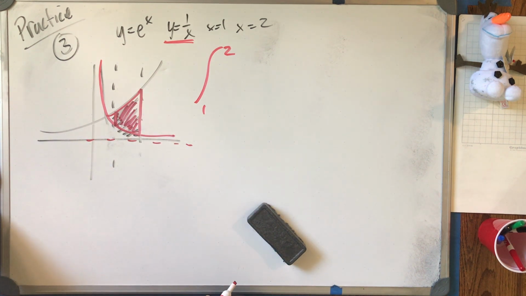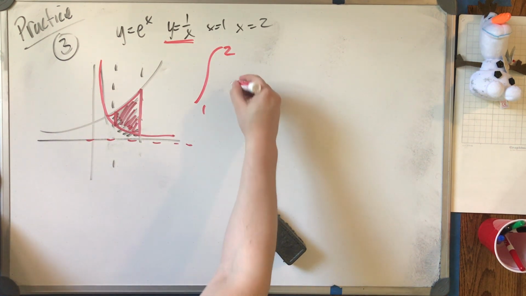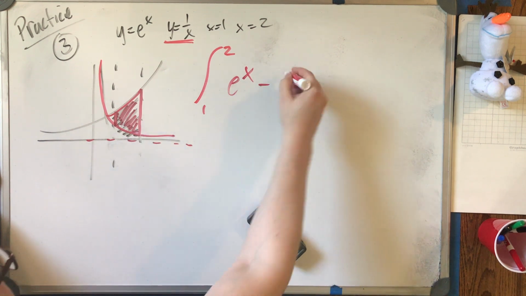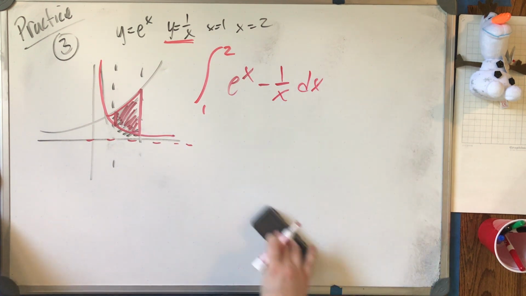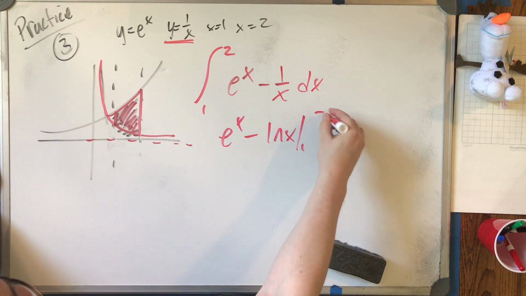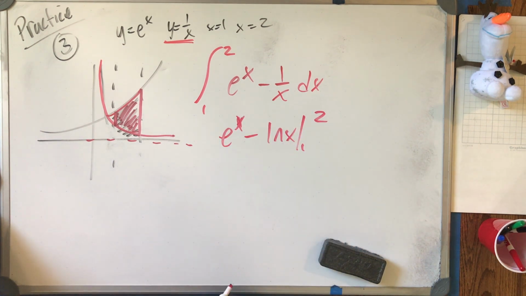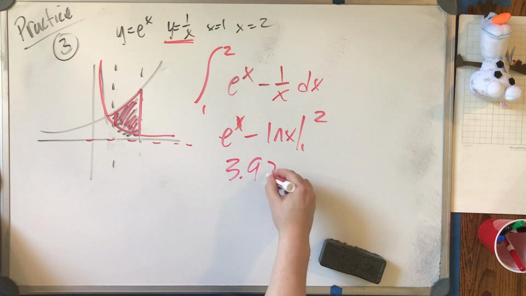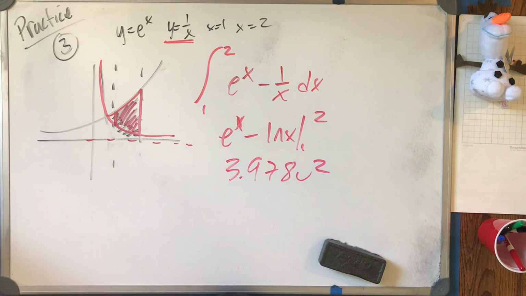Sorry about that. So the top one is going to be e to the x. The bottom one is the 1 over x. So we have the integral of e to the x minus 1 over x, which is ln x, from 1 to 2. Plug all of this into our calculator. I'm going to get 3.978 units squared.